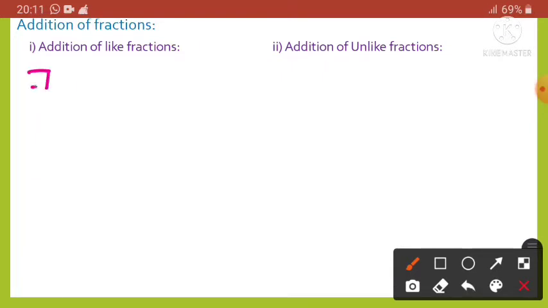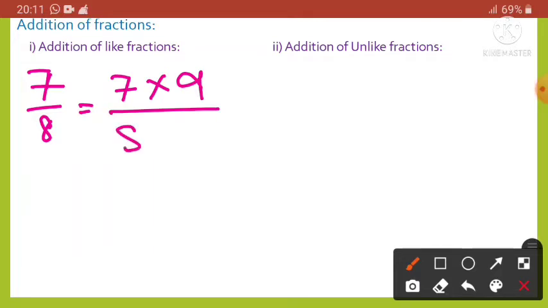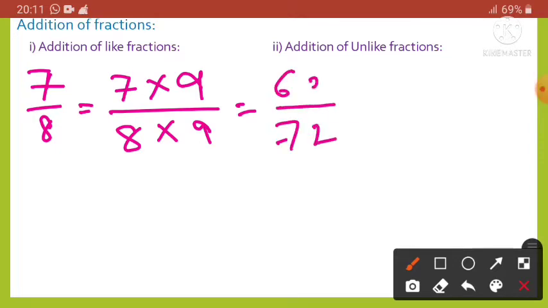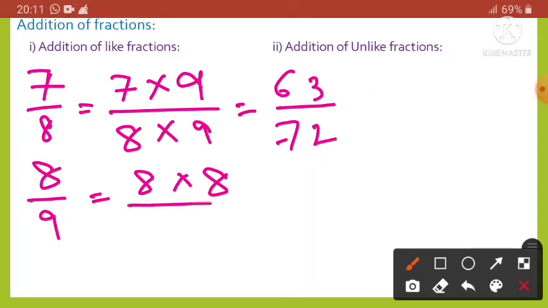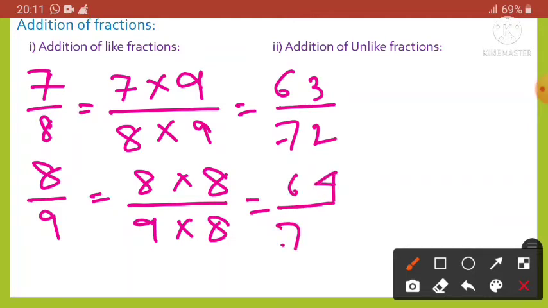Now if we write it properly, 7 by 8: we multiply the numerator and denominator by 9 to get the denominator 72, and here the numerator is 63. And for the next, 8 by 9, we multiply the numerator as well as the denominator by 8, so the fraction is 64 by 72. So we can see that the denominators are the same now.